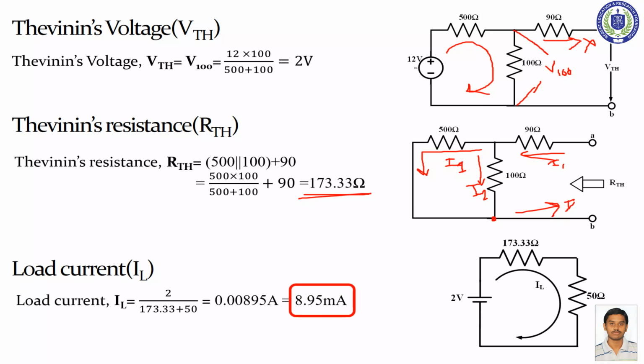So our unknowns were VTH and RTH. VTH is 2 volt and RTH is 173.33 ohm. We apply these to the load current, applying KVL. So I is 2 volt divided by RTH plus RL, and the value is 0.00895 ampere or 8.95 milliampere. This is the answer of this circuit using Thevenin's theorem.